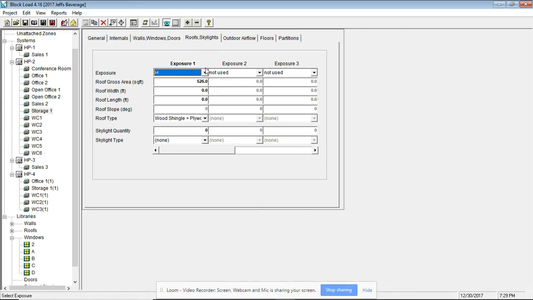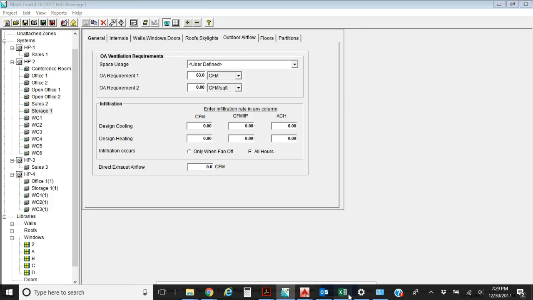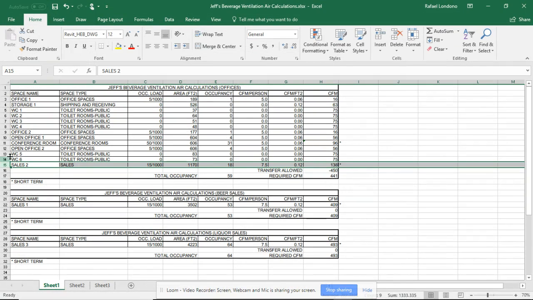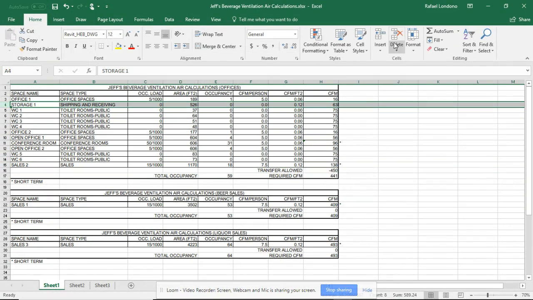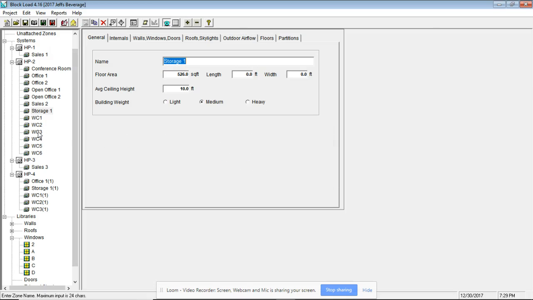Roof and skylights. It would be a horizontal roof, but because it's on the first floor, directly below the second floor that's conditioned, it actually has no roof exposure. I'm not saying there isn't a roof. I'm just saying this part of the building is not exposed. It doesn't have a roof that's exposed. Outdoor airflow, 63 CFM. Let's double check that again. Storage 1 right there, 63. It does have a floor of 526 square feet. Good to go.